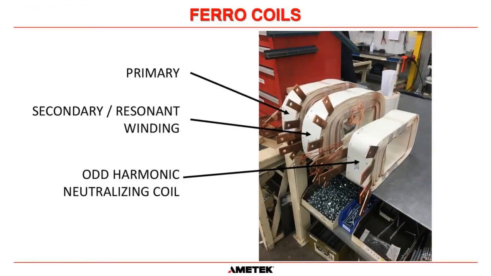Here are some coils that are already built and will eventually be part of a ferroresonant transformer. So on the far left, there's the primary and there's a secondary. And then the third coil will be what we call a harmonic neutralizing coil. And it's what gives us our 2% total harmonic distortion spec.